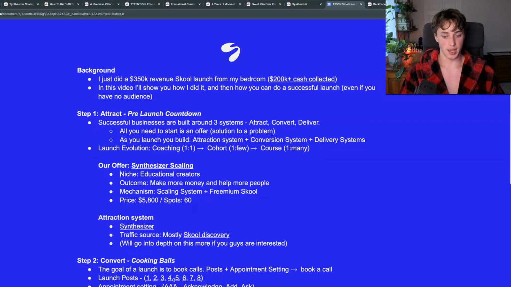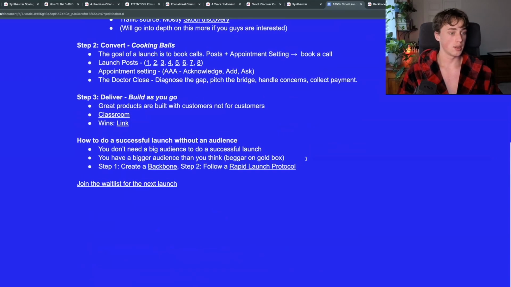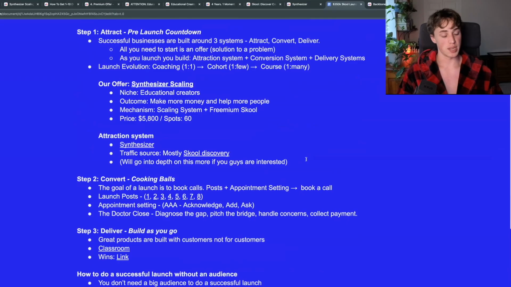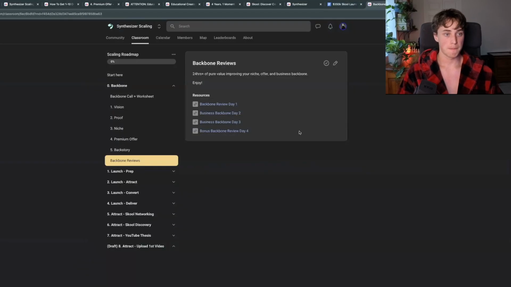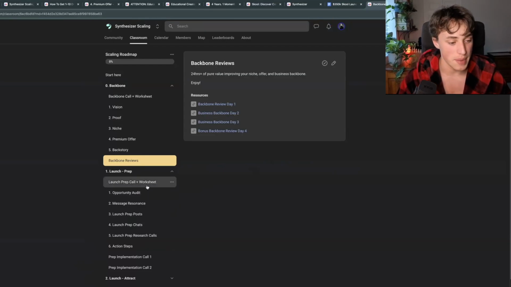Now, once you have your backbone, you have the ship you are sailing in, you need to follow a rapid launch protocol so that you can build it and you can make it a reality. And that next step, we narrowed it down into 3 phases. There are 3 phases to launching your offer. And the first is the prep. And the prep is preparing and making sure you are taking advantage of the right opportunities.